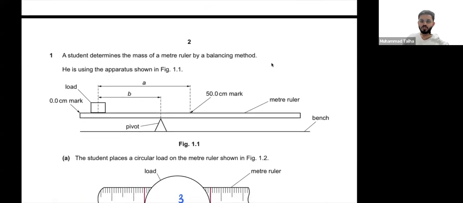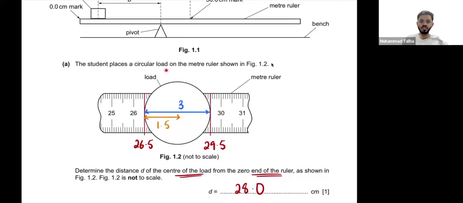So the first question. Yeah, this paper is also not going to be a solution. This is a walkthrough because I've solved all of the paper beforehand. I'll just be going over my solution and talking about some common mistakes that people make. So a student determines the mass of a meter ruler by a balancing method. He is using the apparatus shown in 1.1. So there's the meter rule, there's a load which is placed. This is the 0 cm mark. This is the pivot, right? So we try to balance this meter rule.